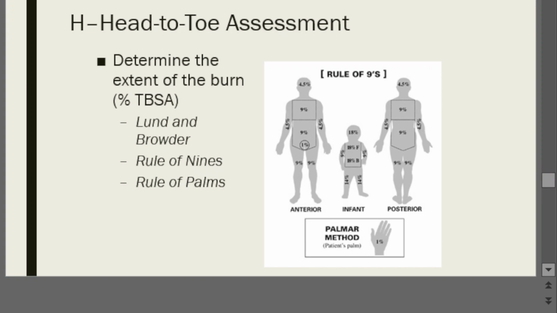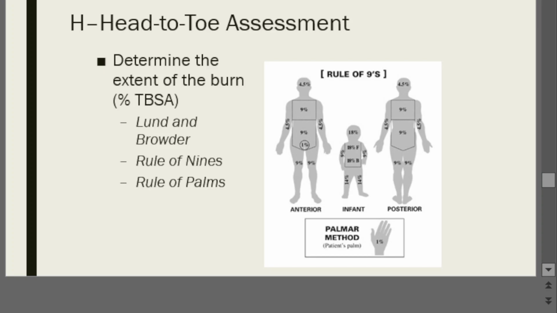Okay, continuing on with the head-to-toe assessment. This right here is an example of the rule of nines, as you can see here, and I won't expect you guys to memorize this, but we'll play around with it a little bit. So we'll look at our adult population first. As you can see here, almost everything is broken up into some subset of 9.